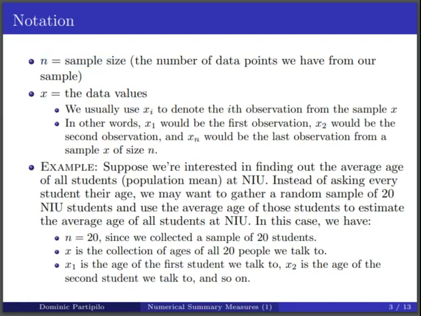X is going to be the sample itself, the data values. And we usually use this little subscript i to denote the ith observation from the sample x. So in other words, x1 is going to be the first observation, x2 is going to be the second observation, and xn is going to be the last observation from a sample x of size n.